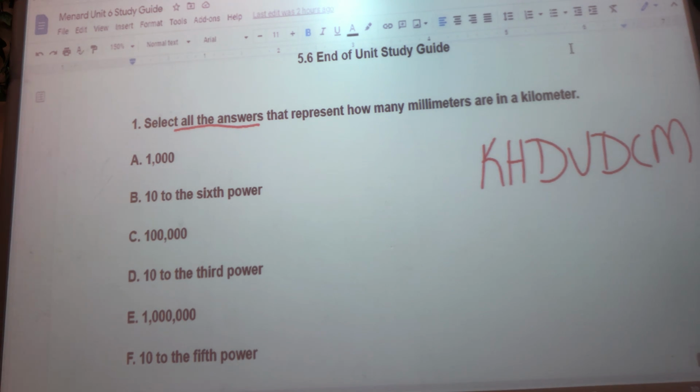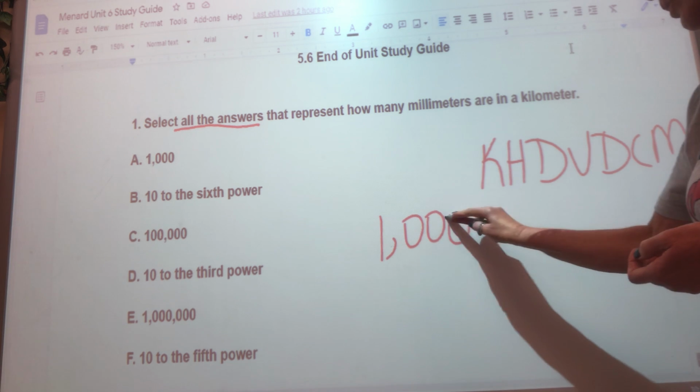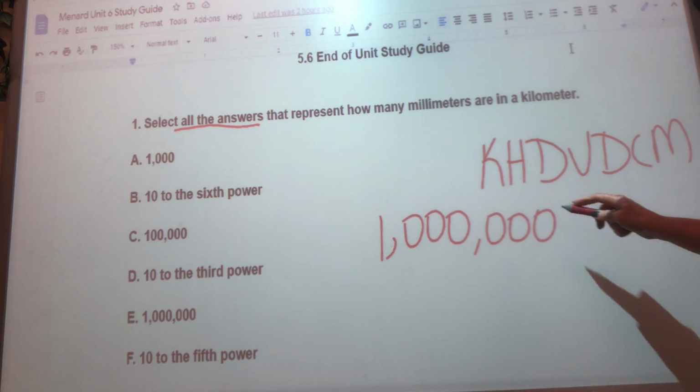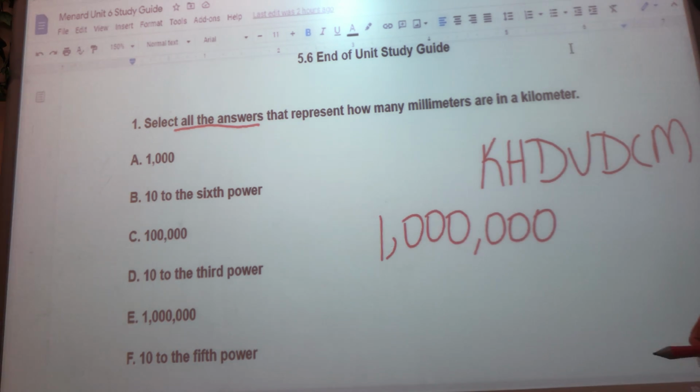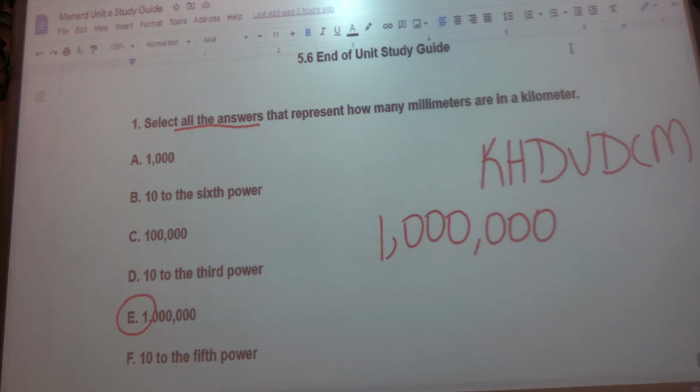6 jumps. So would that mean 6 zeros? Yes, so this is what we're looking for, because if it's 6 jumps, that means 6 multiples of 10. So which one do we know just immediately is one of them? E. Okay. What else? There's one other.